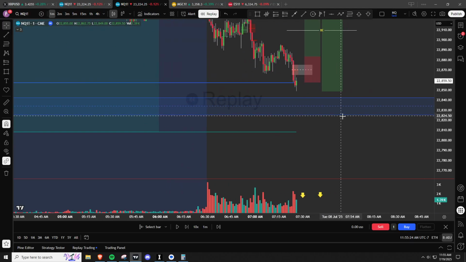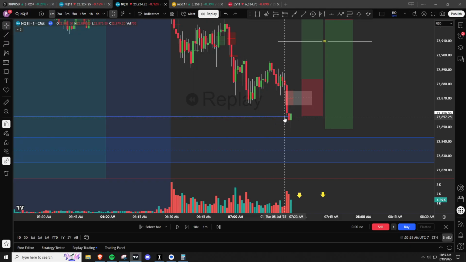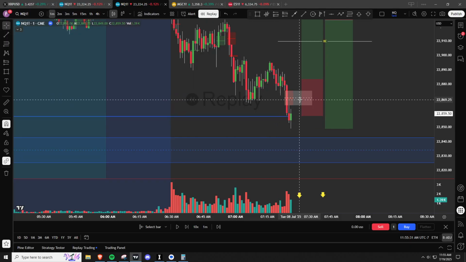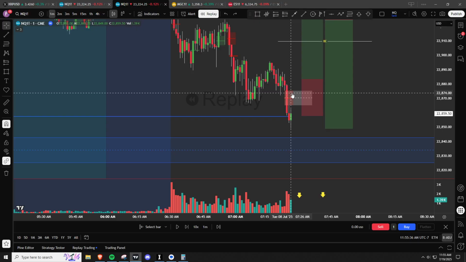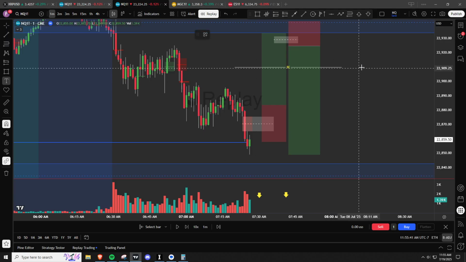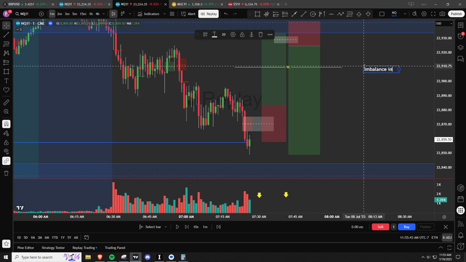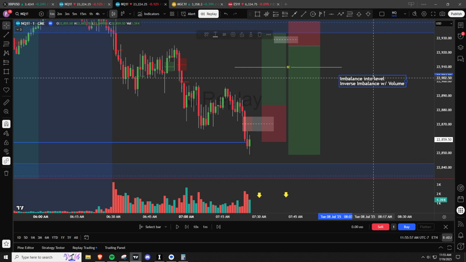All right, so we just swept this Asia low level indicated by this blue line. We created an imbalance going into that level. So if we inverse this level with volume, then we're going to take that. So let me write here: imbalance into level, and then inverse imbalance with volume. That is our entry model.